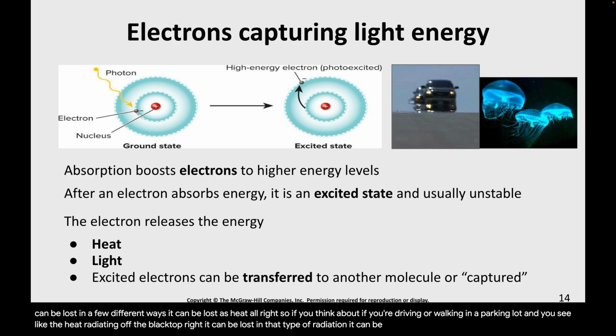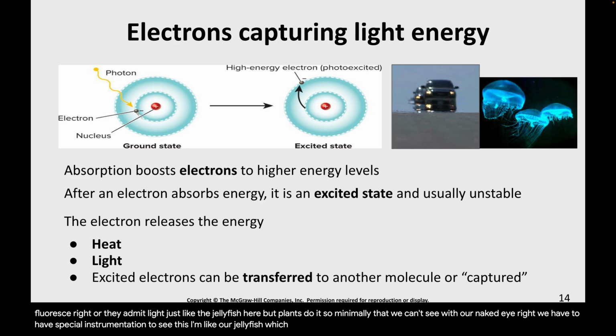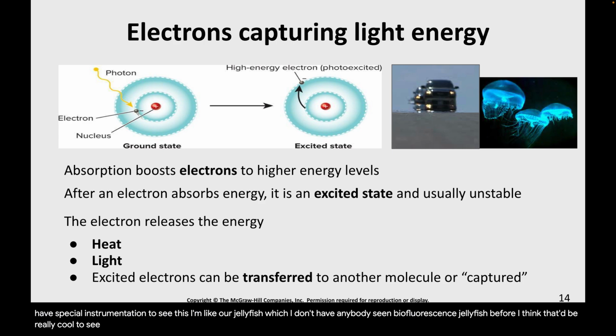It can be lost as light, right? So all plants actually do this. They fluoresce, or they emit light, just like these jellyfish here. But plants do it so minimally that we can't see it with our naked eye. We have to have special instrumentation to see this. Unlike our jellyfish, which, I don't know, has anybody seen biofluorescent jellyfish before? I think that'd be really cool to see. Yeah, like at a zoo or something.